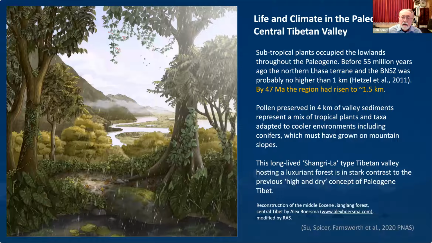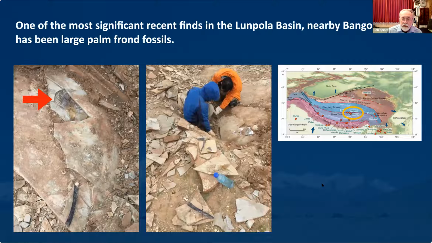So we published a paper in PNAS at the end of 2020, arguing for a Shangri-La type lost valley ecosystem in central Tibet, subtropical. There's a little bit of summer rainfall, which challenges this high and dry concept that existed before in the Paleogene Tibet. So that was in the Bangor Basin. We're going to go next door and look at the Lumpula Basin.